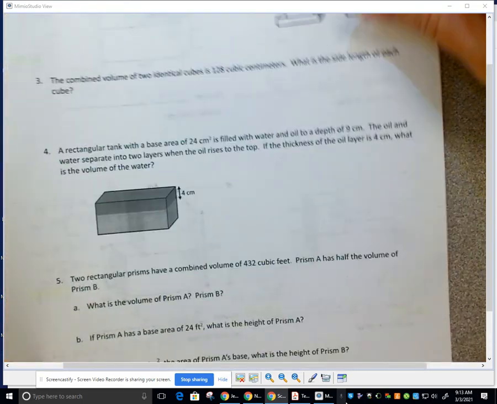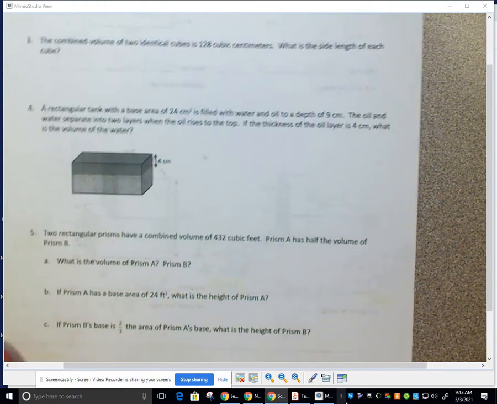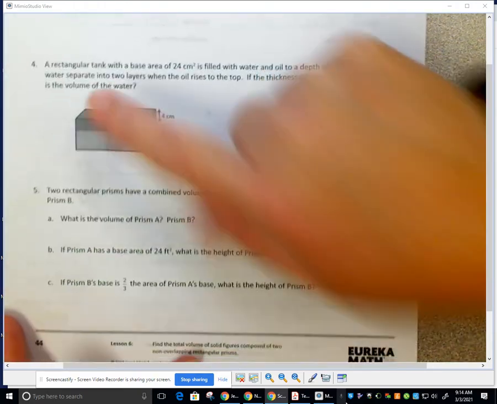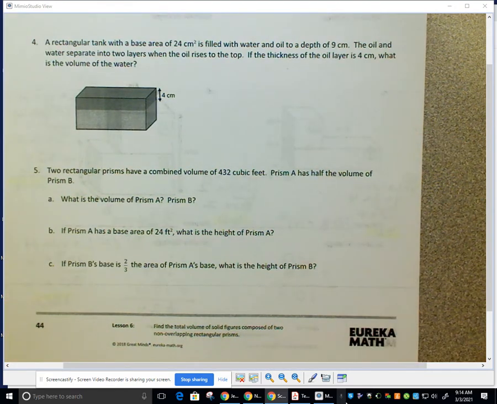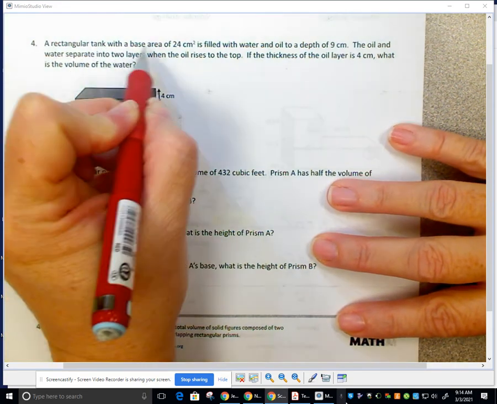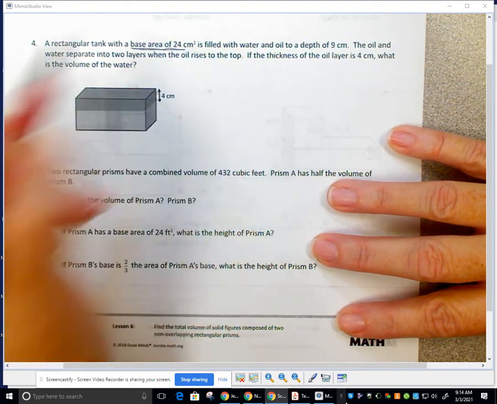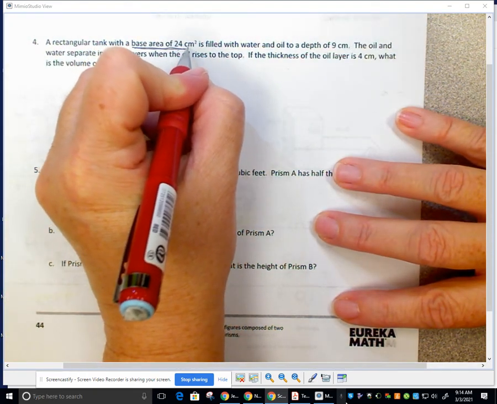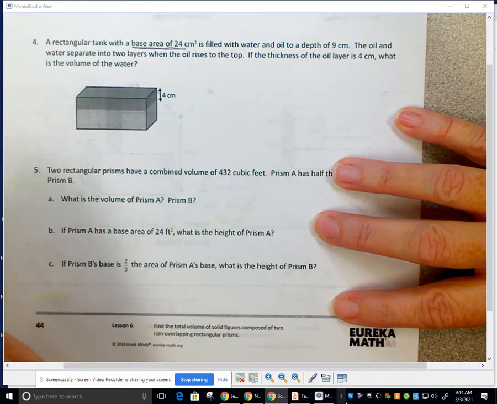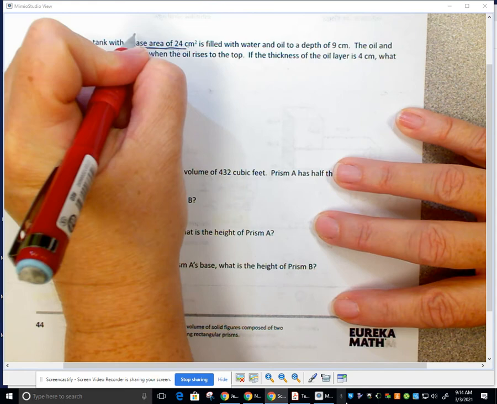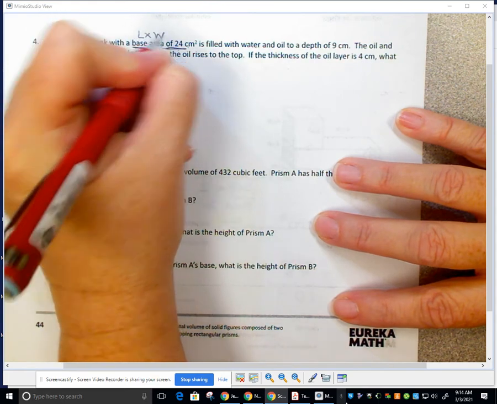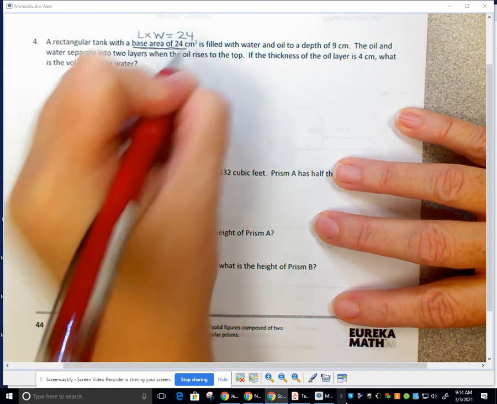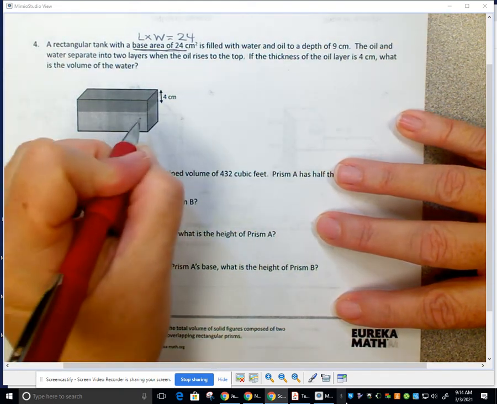Let me see if there's any on the back. On 44, there's a few word problems. I'm not going to have time to do all of them. Let's grab number 4 and look at it for just a minute. That'll give us some more practice. It says a rectangular tank with a base area, okay, of 24 square centimeters. So that means it has a base area. That means the length times the width equals 24. That's already been figured for us right here.